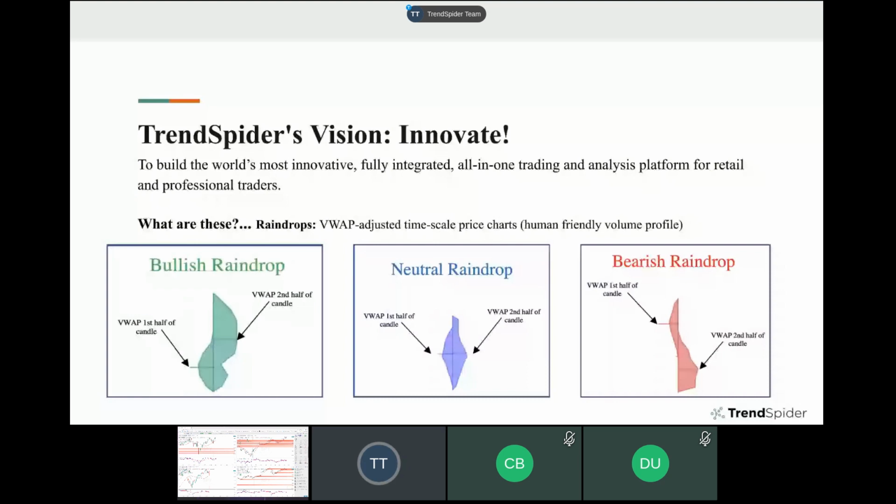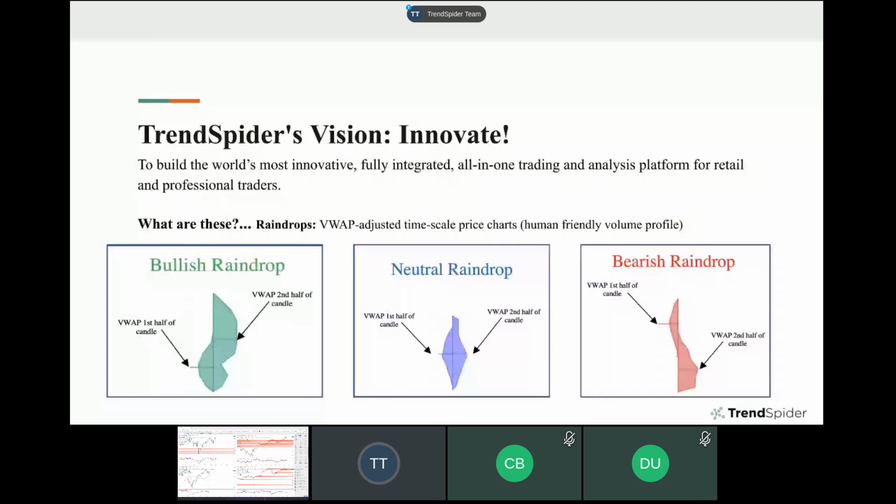So one of the ways that we've done that is through the raindrops. And so the raindrops are really a completely new way to look at volume and price action. And I'll be touching on that mostly. And we will also be going over a few different things such as heat maps, and Chris will really touch on that. But what raindrops really are, as I mentioned, they're just the VWAP adjusted time scale for price charts.